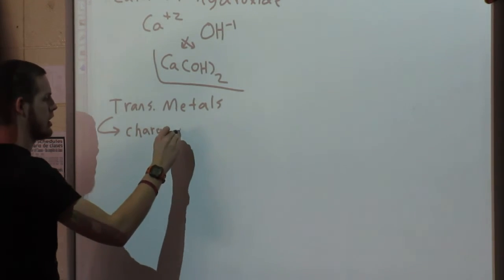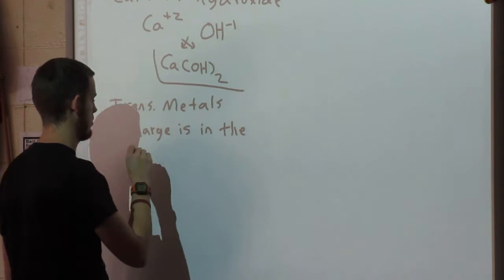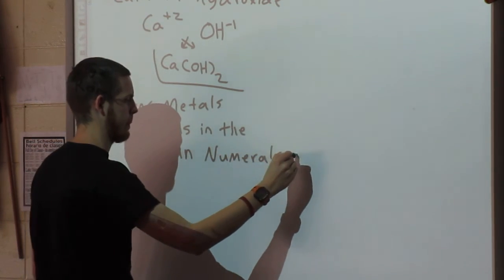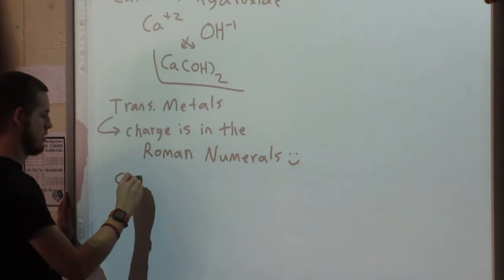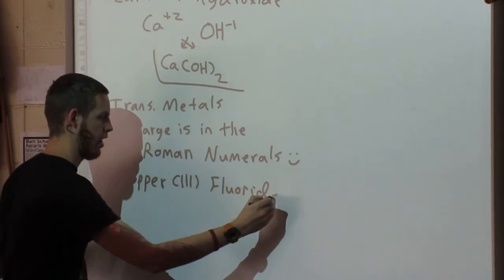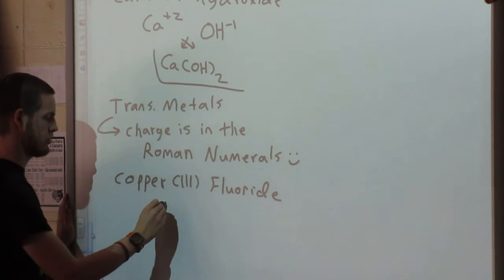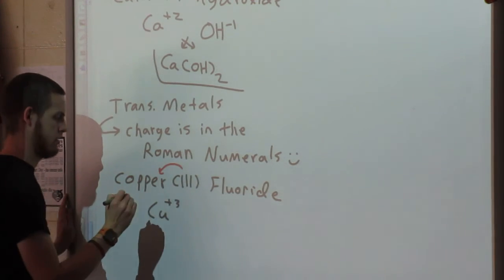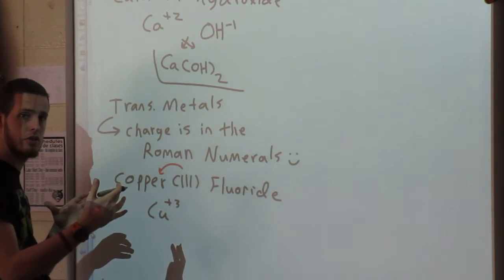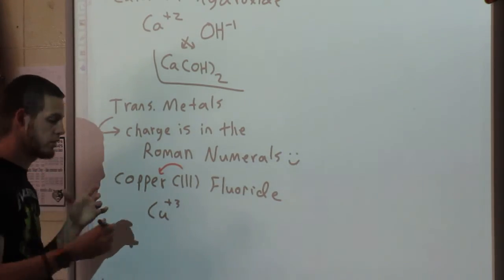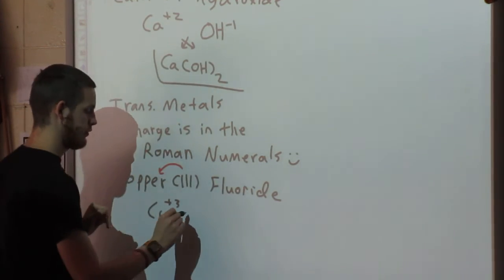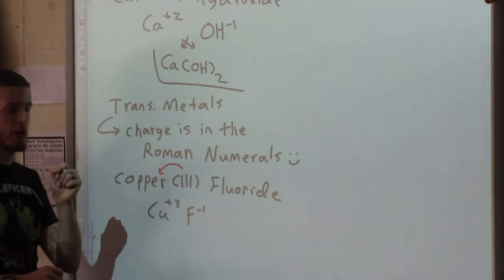Charge is in the Roman numerals. What does that mean? Copper(III) fluoride. Cu would be plus 3. Because you don't know the charge of the transition metals because you don't know the valence electron. If you don't know the valence electron, you don't know if it's plus 1, plus 2, plus 3. You don't. The Roman numerals will tell you what the charge is. So this copper is plus 3 because that's the Roman numeral 3. And fluorine is still a minus 1. That's on your periodic table.